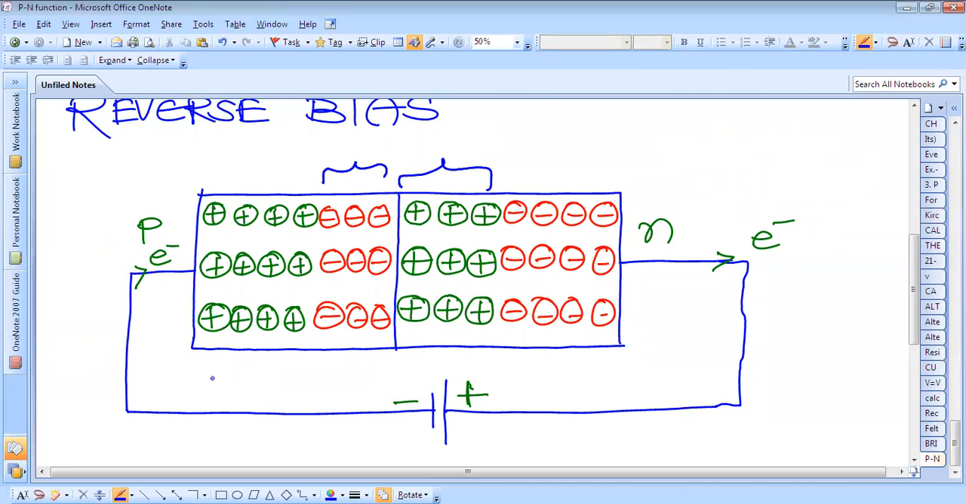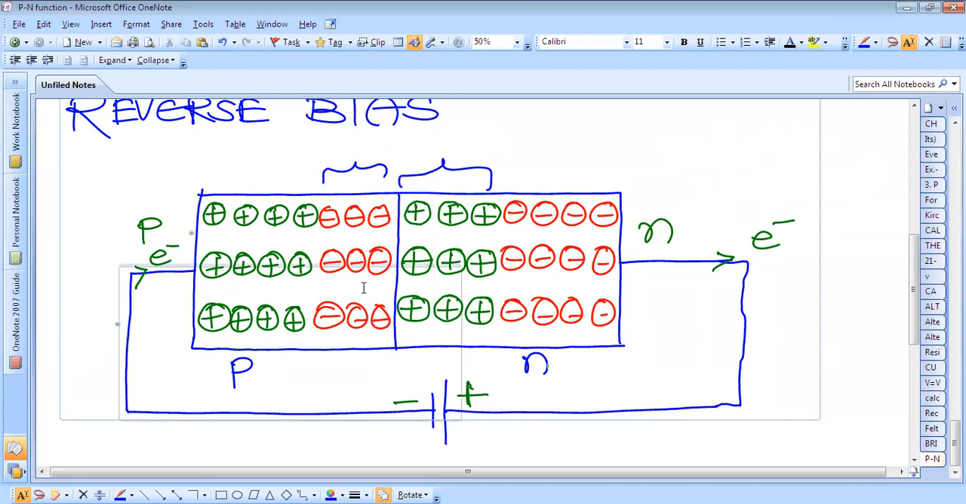Now in this case, this is the P side, this is the N side, and we are taking electrons from this side, and we are giving more holes in this region. So in the reverse bias, what happens? A depletion layer is formed near the junction. So here the number of electrons will increase, because we are taking more electrons from this side, and here the number of holes will increase.